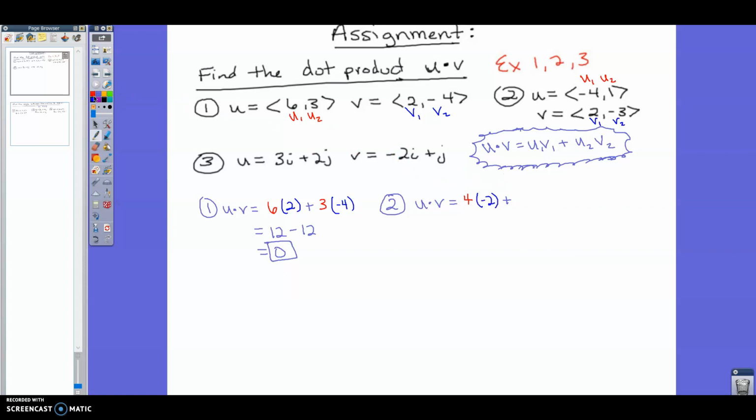And then we're going to multiply our y components. 1 and negative 3. And then we simplify as much as we can. So 4 times negative 2 is negative 8. 1 times negative 3 is negative 3. And negative 8 minus 3 is negative 11.